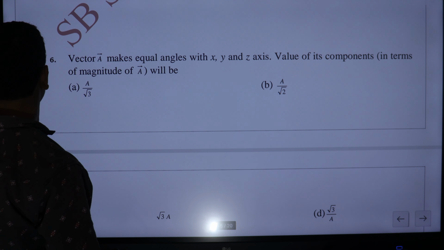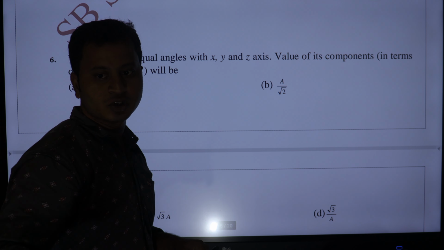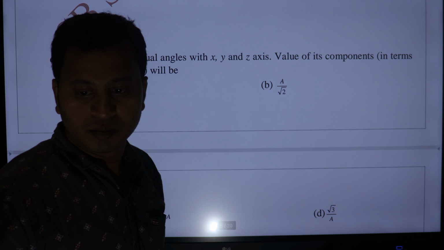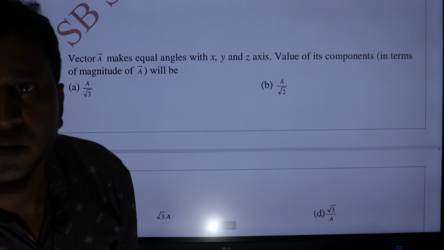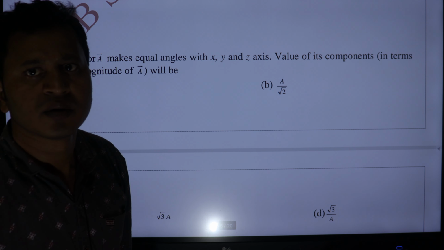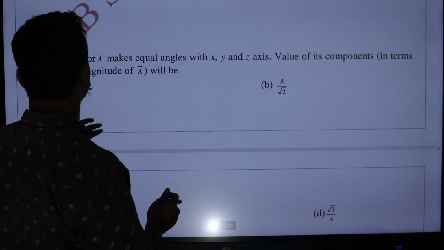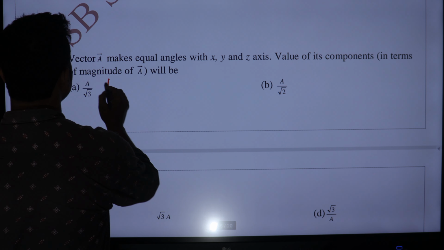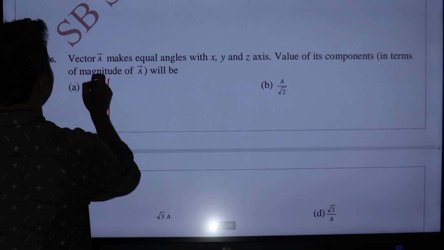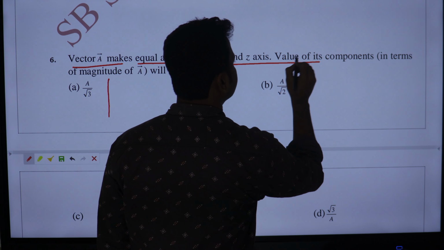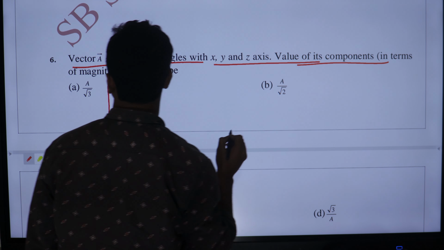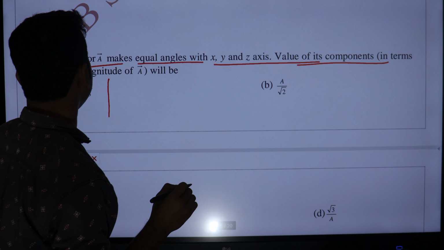Question number 6. The vector A makes equal angles with the x, y, z axes. Find the value of its component in terms of magnitude.